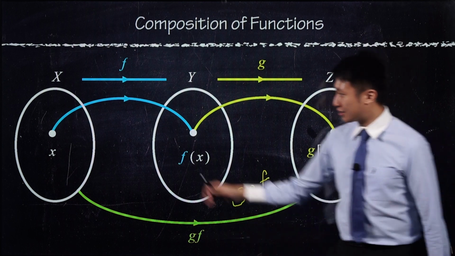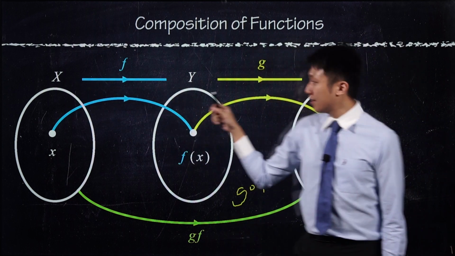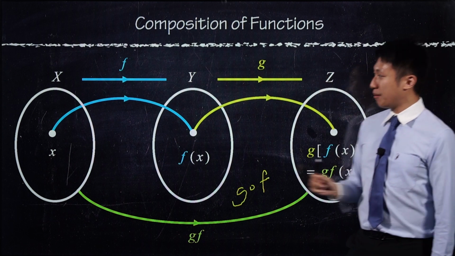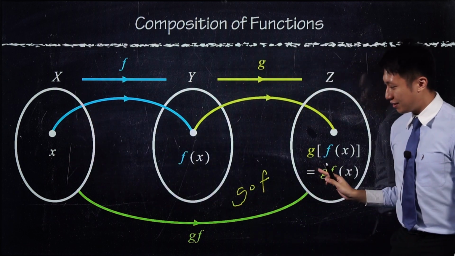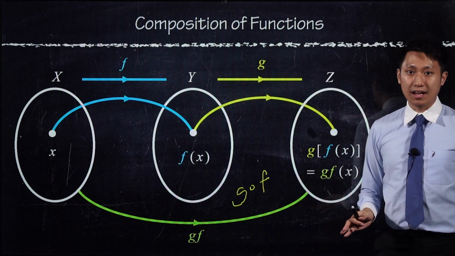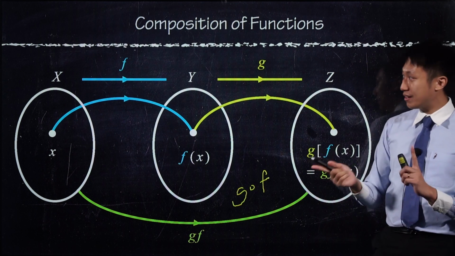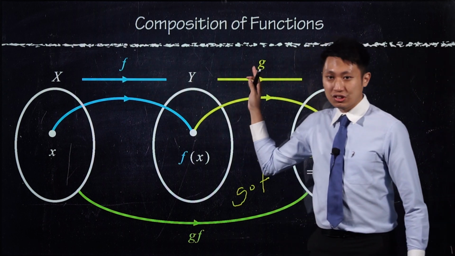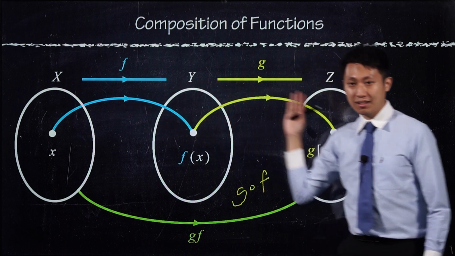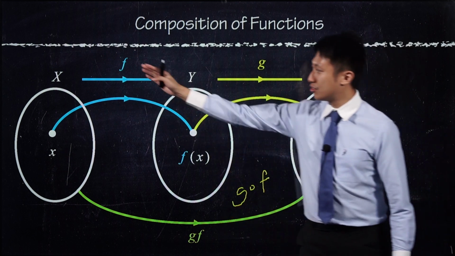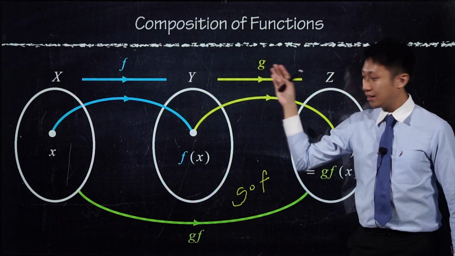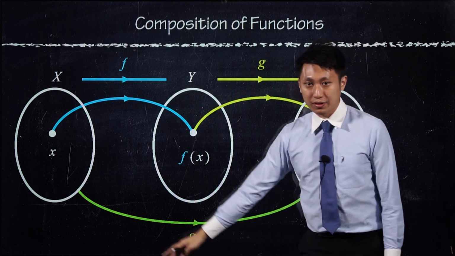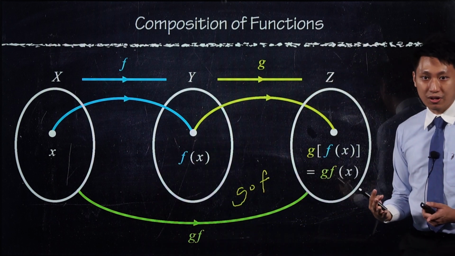gf is the name. The name of this function is f, the name of this function is g, and the name of this function is gf. And you see, it's the other way around, right? f then g, you call this thing gf. If it's g then f, you call it fg. So it's the other way around. You need to think of how you see that.